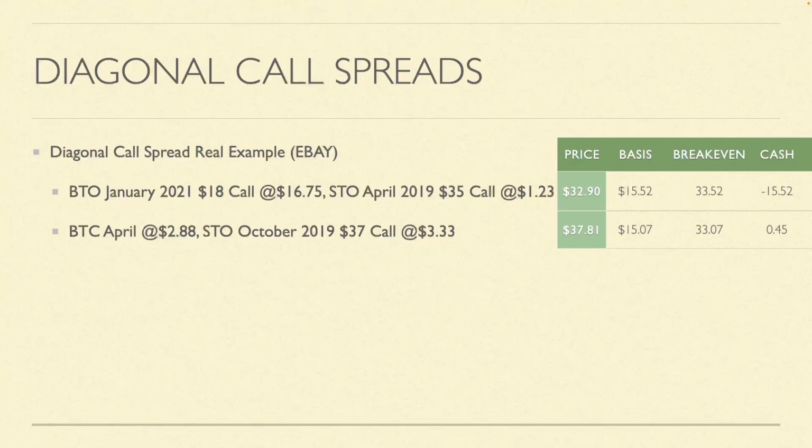In this case, we bought to close the April 2019 call for $2.88, and we sold to open an October 2019 $37 call for $3.33. The price has risen to $37.81. Our cost is now $15.07 per share, and the spread is now $19, giving a potential profit of $3.93 per share.